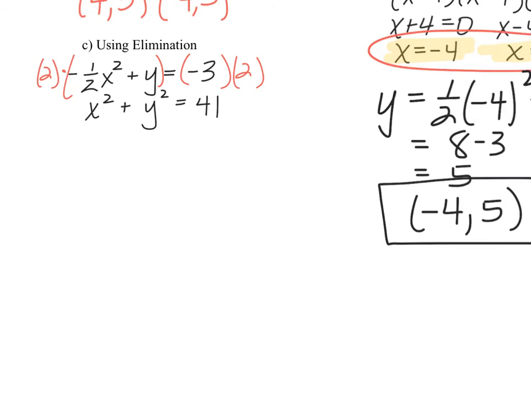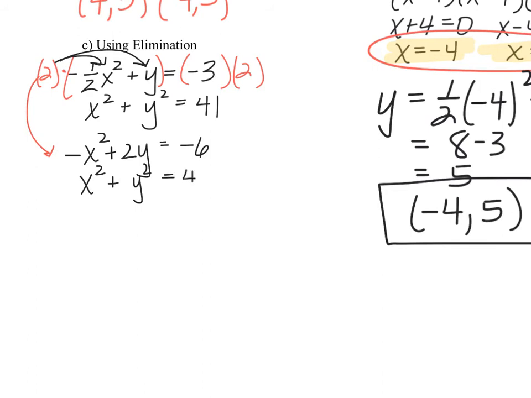So let's go ahead and multiply. I'm going to write my new equation down here. And again, we're distributing this 2 throughout. So you are multiplying 2 times negative 1/2 x squared, which will be a negative x squared. 2 times y is a positive 2y. And negative 3 times 2 will be a negative 6. And then our second equation will be x squared plus y squared equals 41.